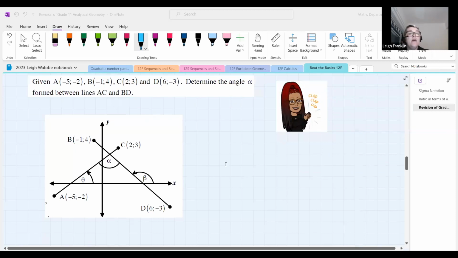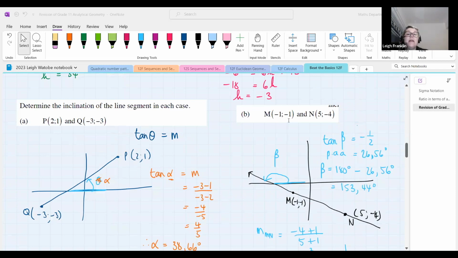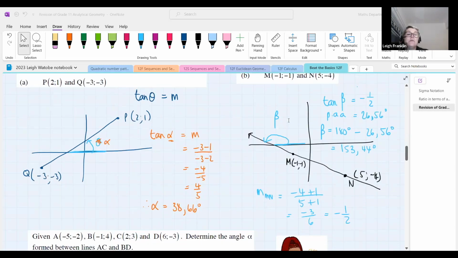So here, they have given us A (-5; 2), B (-1; 4), C (2; 3), D (6; -3), and they want us to calculate the size of alpha formed between lines AC and BD. Anybody got any idea how we would do this? What are we going to use? Sure, Leanne. Go for it, Leanne. Amahle, how are we going to work out angle alpha in our next question?